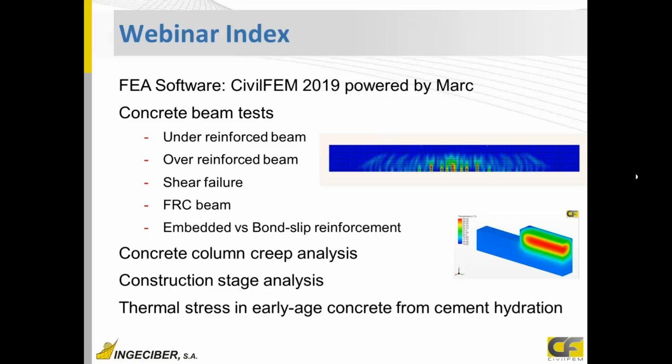So depending on the reinforcement we place, we will have different types of failures. In the under-reinforced beam, for bending, we will have a failure due to bending, just tension steel. Then we will have an over-reinforced beam, where the failure will be due to compression, and then we will also have shear failure, just not adding the stirrups, the shear reinforcement. We will improve that shear failure model with fiber reinforced concrete for the same beam, and also we will see the difference between embedded and bond slip reinforcement.